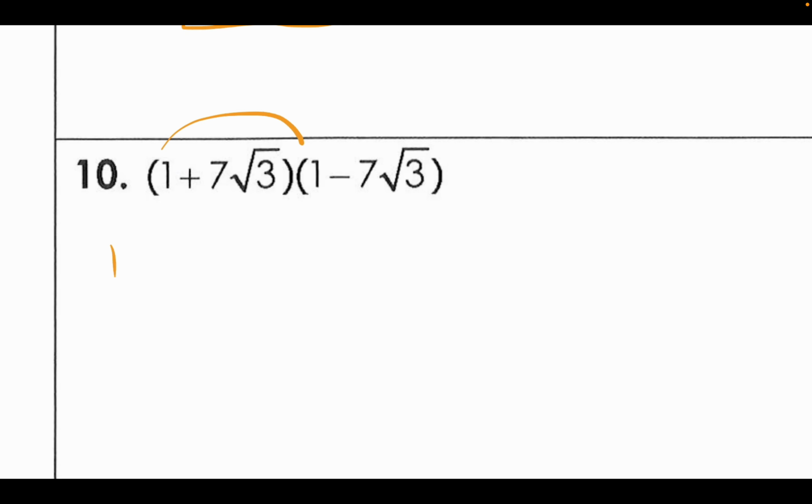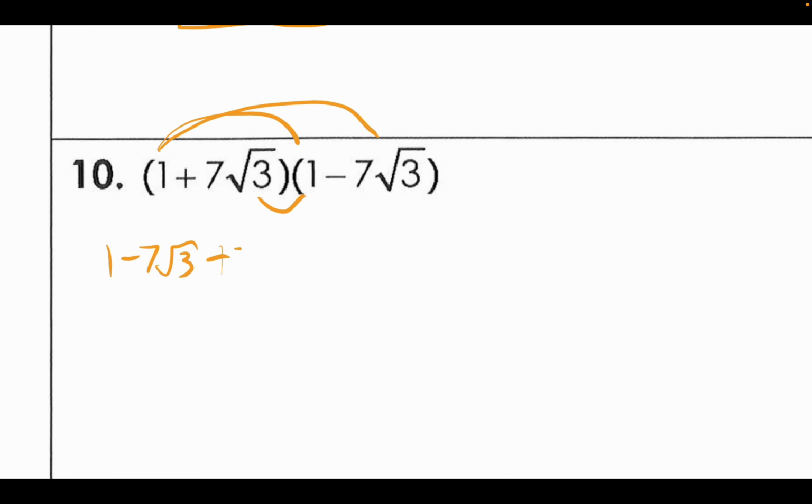1 times 1 is 1. 1 times negative 7 square root 3 is negative 7 square root 3. 7 square root 3 times 1 is 7 square root 3. And 7 square root 3 times negative 7 square root 3, once again, is something some of us may benefit from writing off to the side. 7 square root 3 times negative 7 square root 3 becomes 7 times negative 7 times 3, which is negative 147.